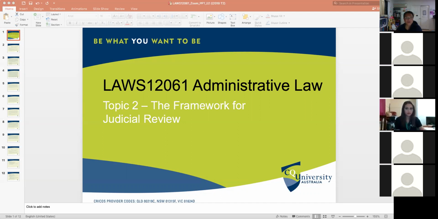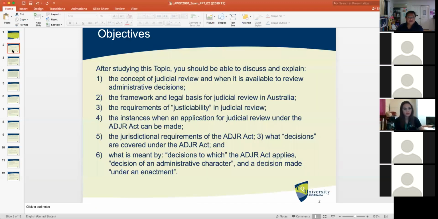Okay, very good. So tonight, our purpose for having this tutorial in relation to topic 2 is that after studying this topic, you should be able to discuss and explain the concept of judicial review and when it is available to review administrative decisions. So let us be clear that when we talk at this point about judicial review, we're mainly talking about federal judicial review or Commonwealth judicial review. We're not looking at state judicial review.